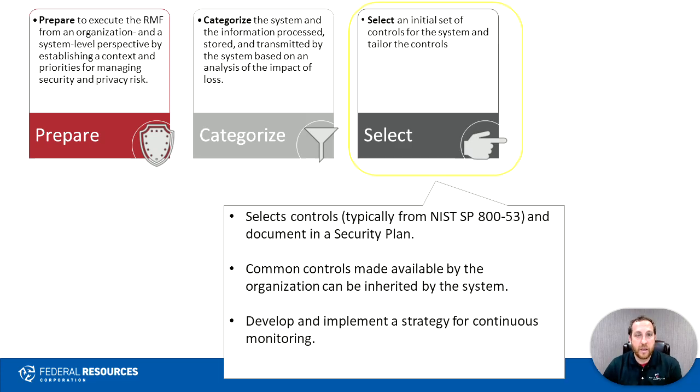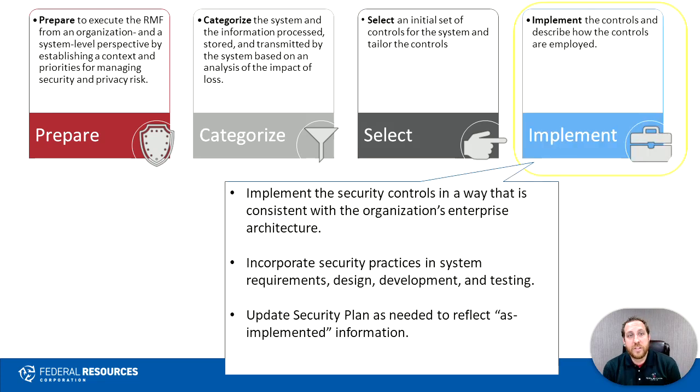Step 3 is select. Here we select, tailor, and document the controls we need to implement. Most of the time we leverage a security control baseline similar to those that we talked about in the previous video. Step 4 is implement. An organization and its contractors will implement the selected security controls. Remember, a system can inherit common controls from the organization and also factor in these security controls in the system development lifecycle, from analysis to documentation.